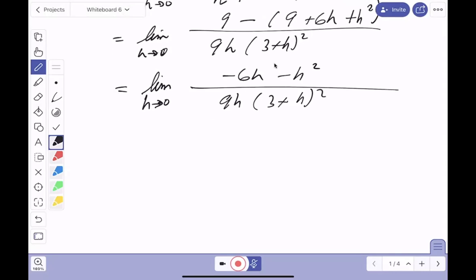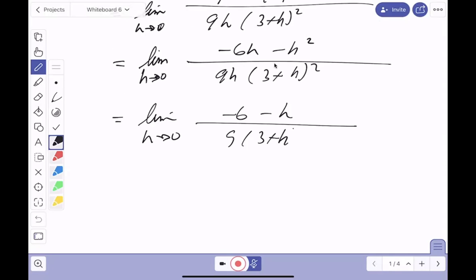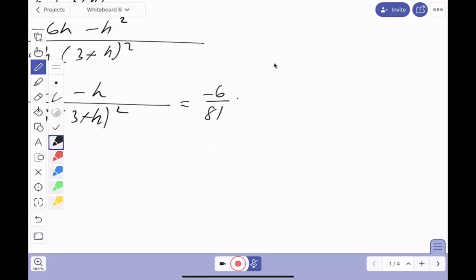Well, I'm looking to get to do that limit. I got to divide through by h now, right? Limit h goes to 0. That would be minus 6 minus h over 9 times 3 plus h squared. Let's go to 0. If you go to 0, you get minus 6 on top, not a problem. And on bottom, you get 9 times 9, which is 81.